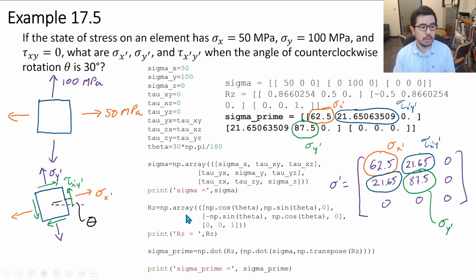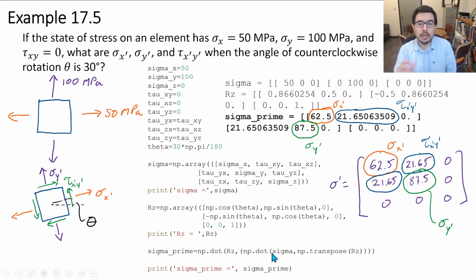If you see here, we define this sigma matrix. You can take a look and run it. We define this rotation matrix, RZ, using the terms that we have here, where all these taus are equal to zeros, and this is the theta of rotation. And we can then perform the matrix multiplication. So in this case, we have dot products.